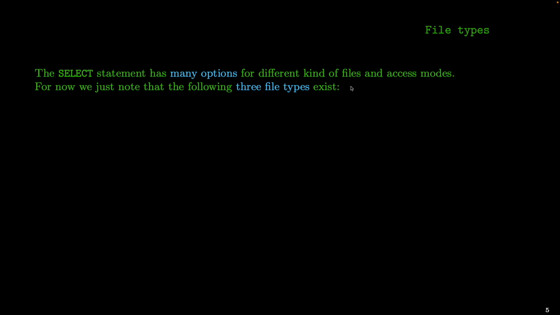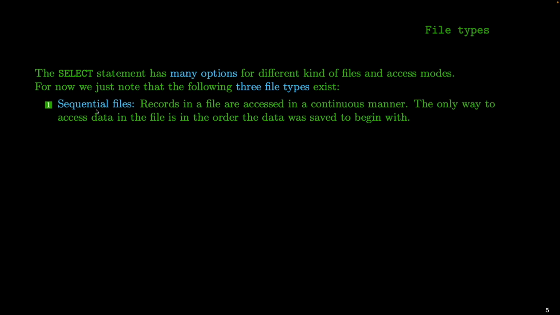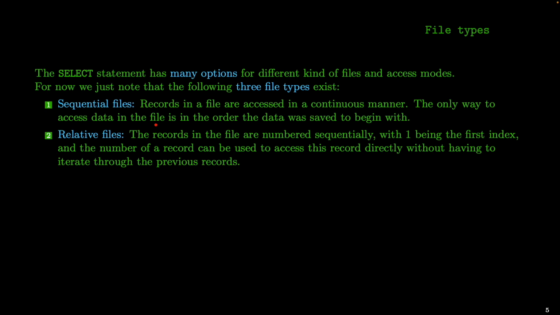We will not discuss them right now, but I will just note that there are three file types in COBOL that we can use. First, the sequential files. So here, as the name suggests, the records in a file are accessed in a continuous manner, so one after another, and the only way we can access a particular record in that file is to start at the beginning and iterate through all the records in the file until we reach the one that we're actually looking for.